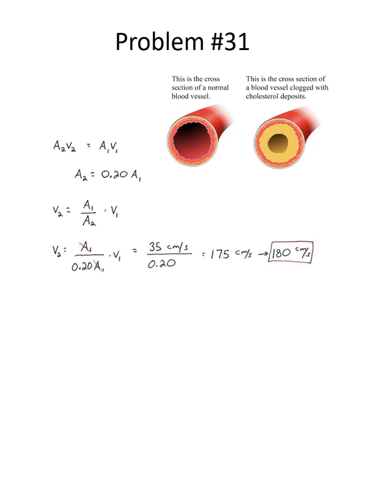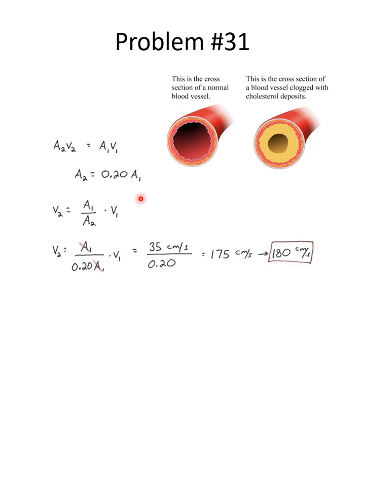All right, so very dangerous for our blood vessels to have clots. And here you can see a picture. This is the cross-section of a normal blood vessel. And this is the cross-section of a blood vessel clogged with cholesterol deposits. So that's very bad, and it'll lead to an increase in speed. All right, we get the continuity equation A2V2 equals A1V1. It's asking to solve for velocity, so let's do it.